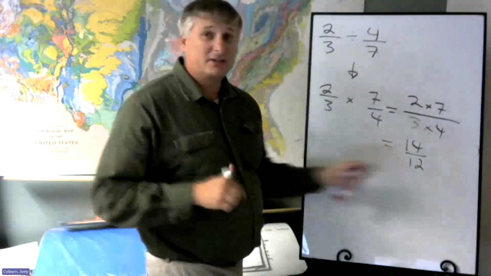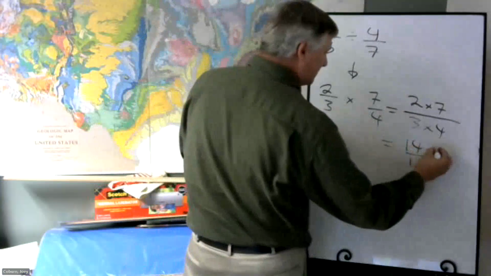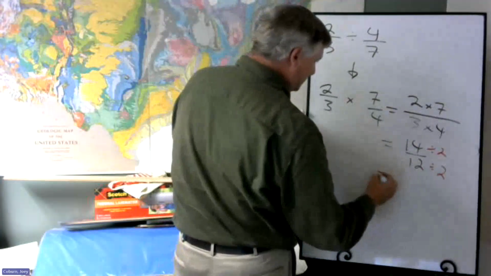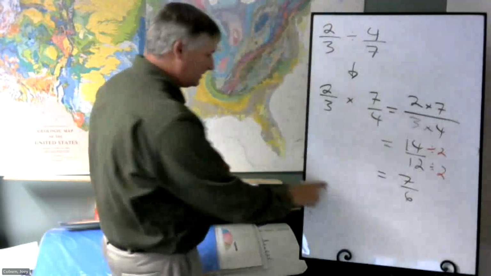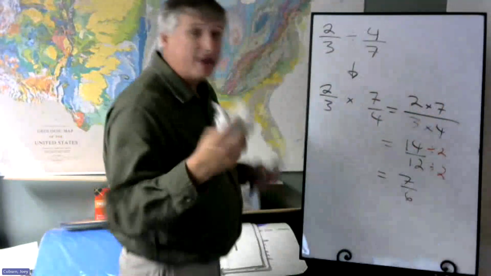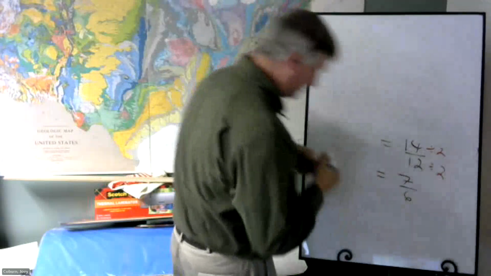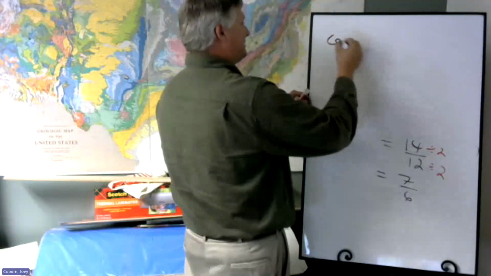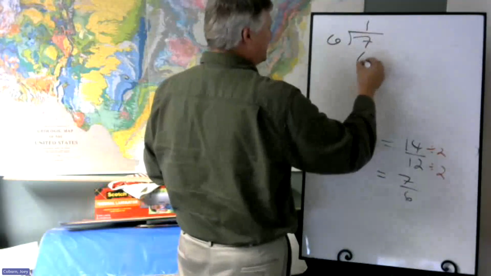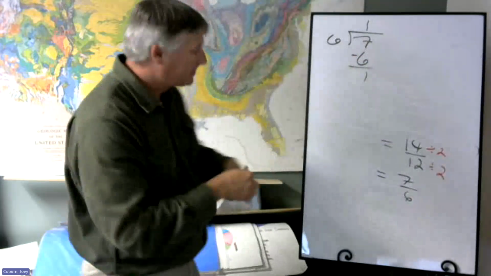This is an even number, and that's an even number. So we can divide top and bottom by 2. And so we get 7 over 6. But we're still not done. This is an improper fraction. We need to convert it to a mixed number. So we divide 6 into 7. It goes in at most one time. 1 times 6 is 6, subtract is 1. That's it. There's no other numbers to bring down. We'll just keep that remainder.